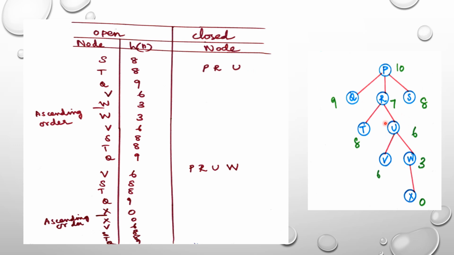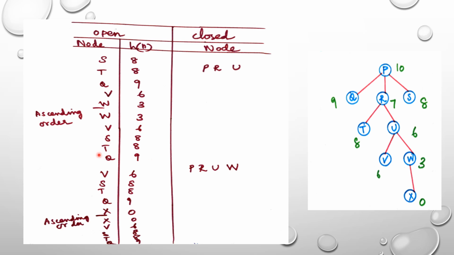The successors of U are V and W. Then we write these two in the open list. V has the heuristic value of 6, W has the heuristic value of 3, and we put the nodes in the open list. Now the immediate next step: write all the values in ascending order. Comparing all the values, the minimum value is W. So W 3, V 6, S 8, T 8 and Q 9.